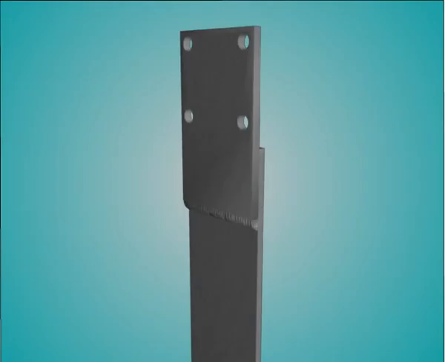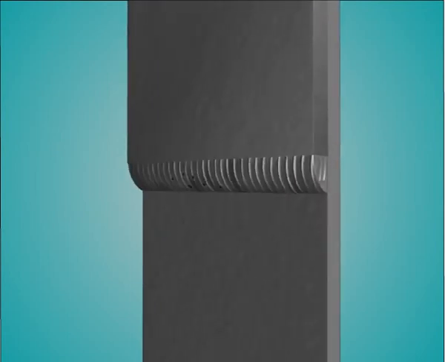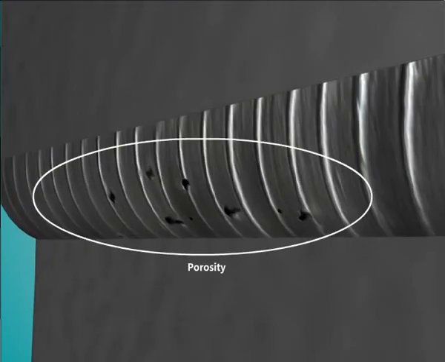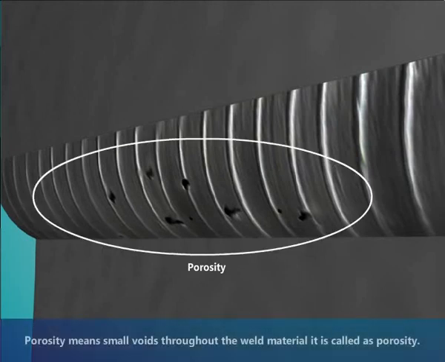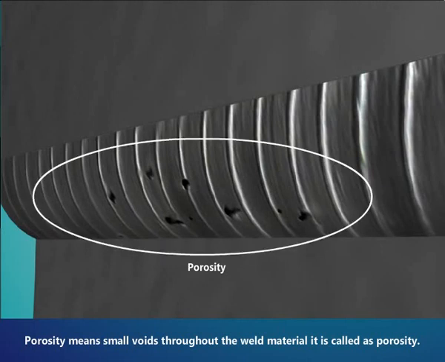Porosity. Now, we are going to see a visual representation of porosity. What is porosity? Porosity means small voids throughout the weld material. It is called as porosity.